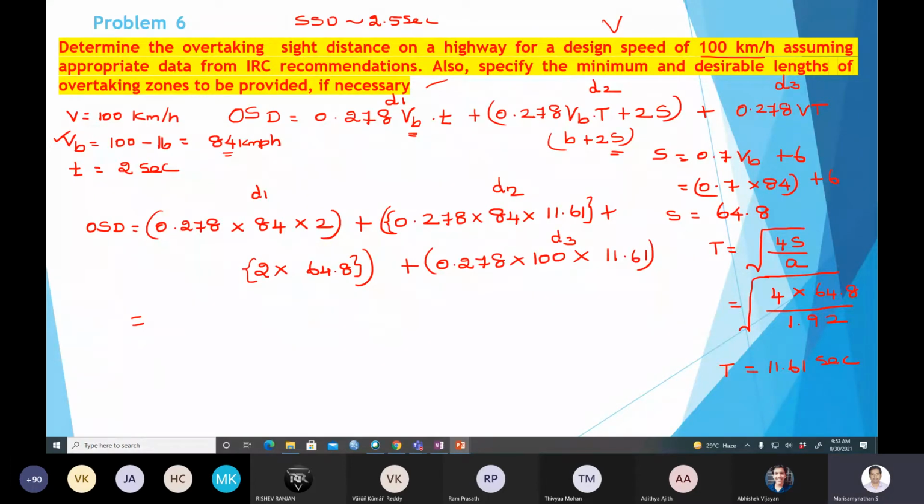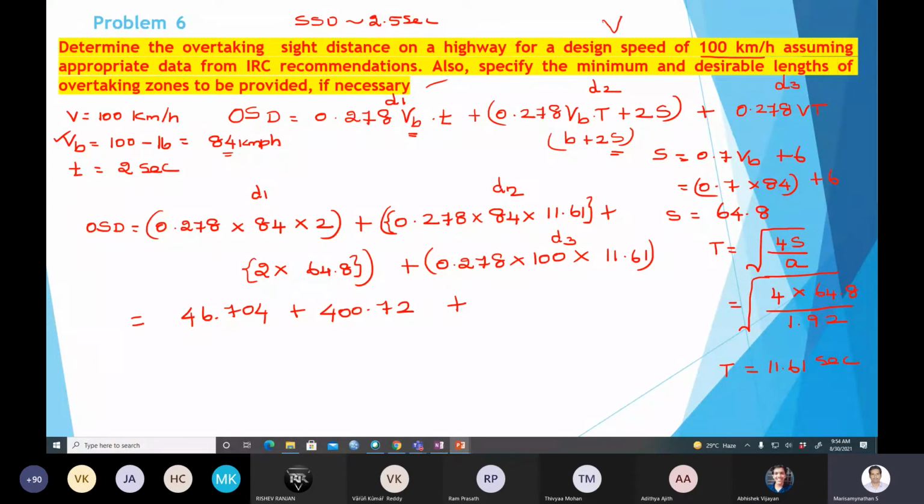Here's my calculator. 0.278 into 84 into 2. So I'm getting 46.704 plus 0.278. D2 you can calculate: 84 into 11.61 plus another component, which is 2 into 64.8. I am getting 400.72. So you can also check in your calculator.